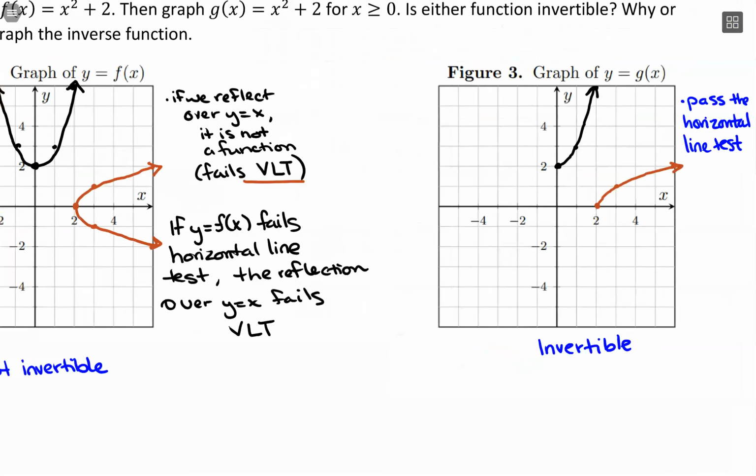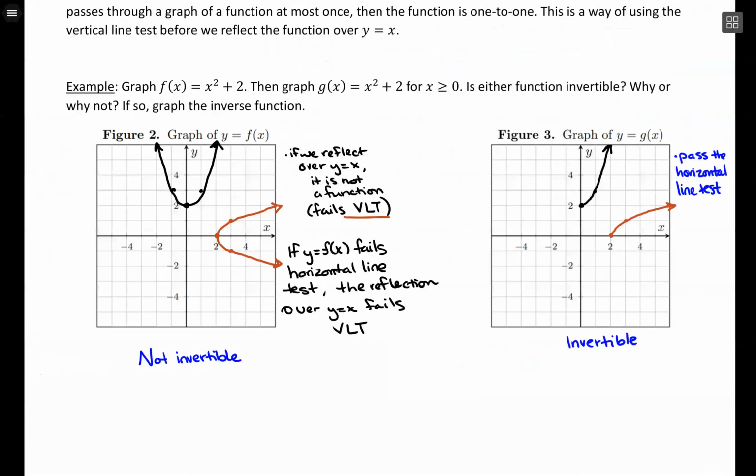So that's the idea of the horizontal line test: if we draw the original function and fail it, then we can't take the inverse. Because when we go and reflect it over y equals x, we end up with something that's not a function. However, sometimes we can restrict the domain so that we have a piece of the function that does pass the horizontal line test, and then we can look at the inverse function.